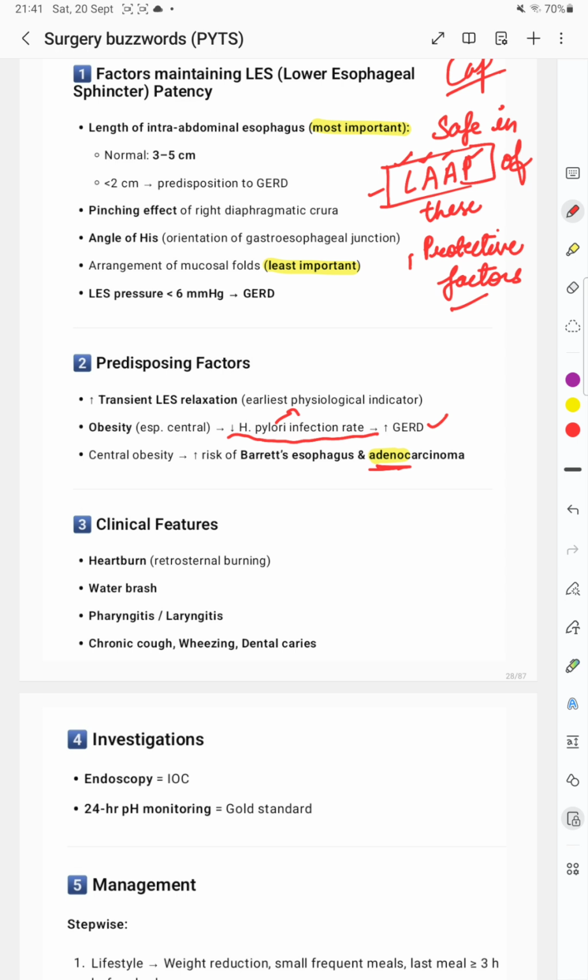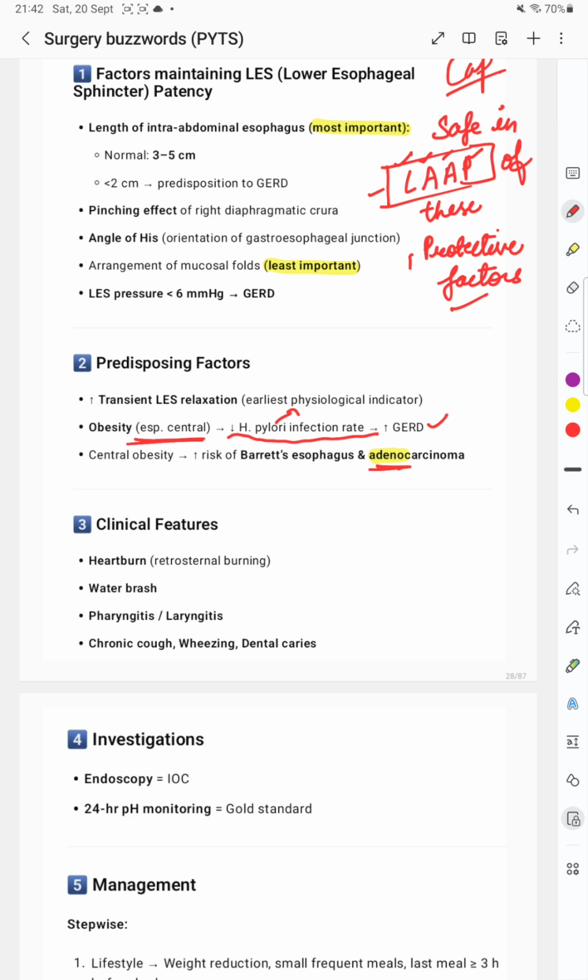Okay, next thing we have is obesity. We'll discuss central obesity. Central obesity, we can say, is like big tummy fat. So what is happening here? Big tummy means there will be increased pressure on the stomach, that will lead to acid being forced upward.